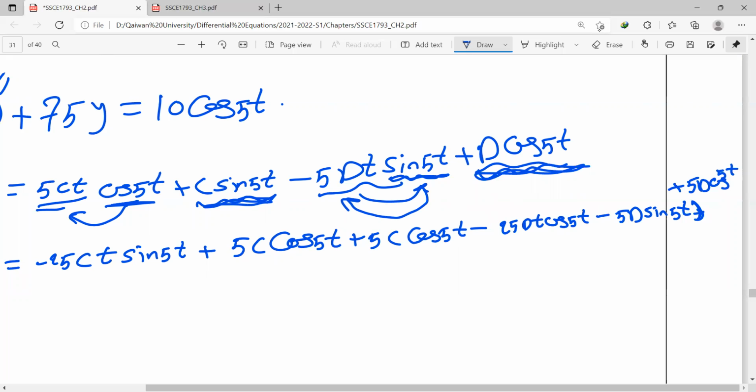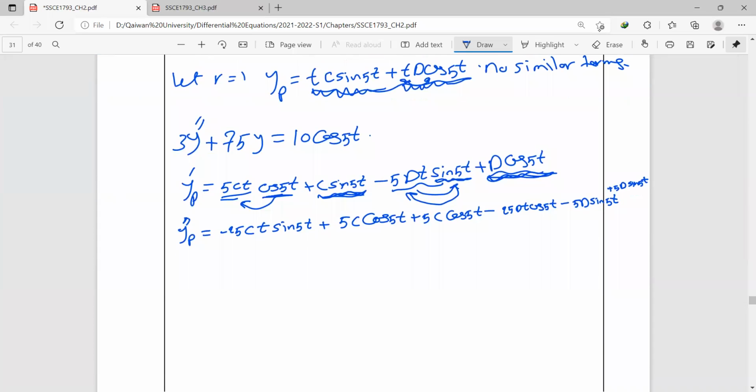I'm gonna delete this part of the bracket. Yeah, it should be sine. Yeah, thanks. 5d plus 5d is sine 5t.